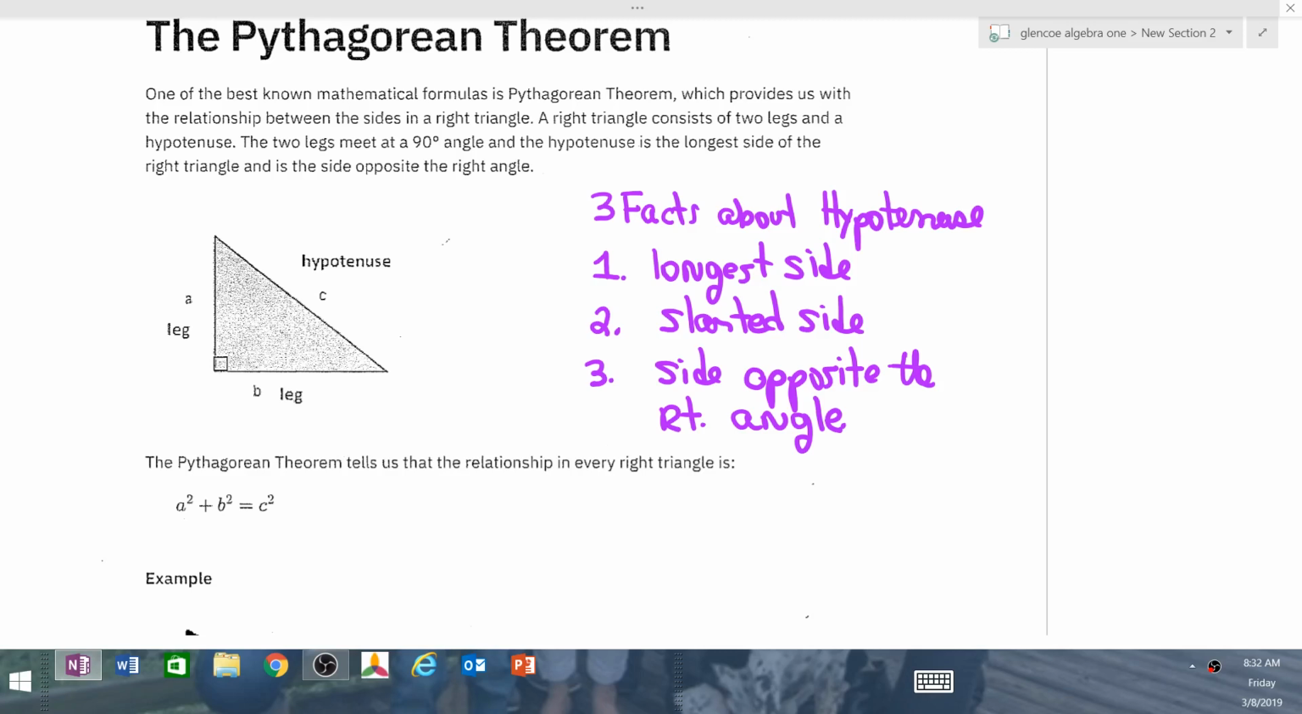Okay, so the first thing I want to talk to you about is the three facts about the hypotenuse. It's our longest side, it is the slanted side, and it is also the side that is opposite the right angle. Now, you have studied Pythagorean theorem before, not only in elementary, but also in pre-algebra, probably last year.